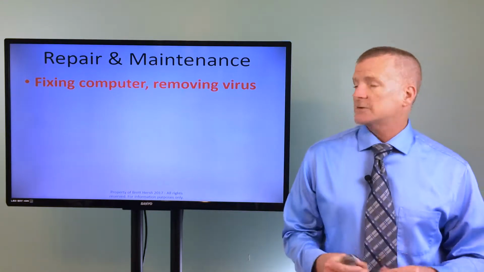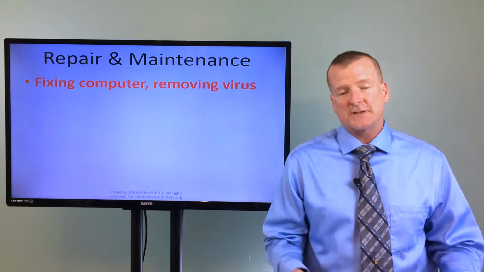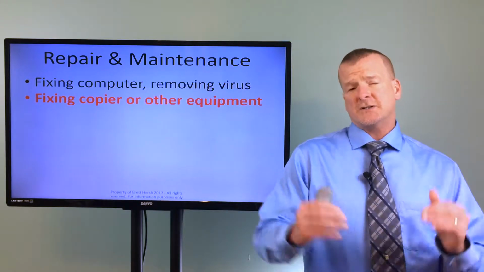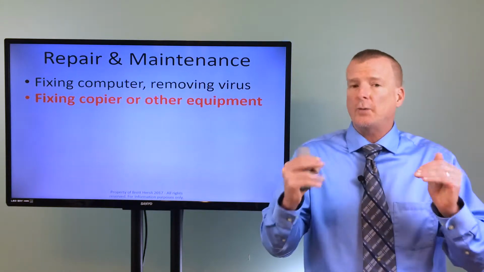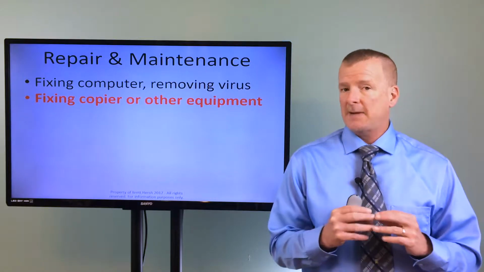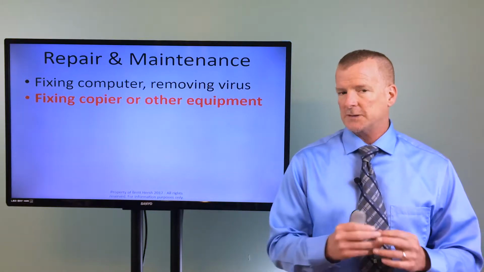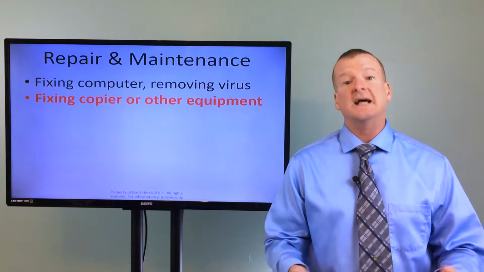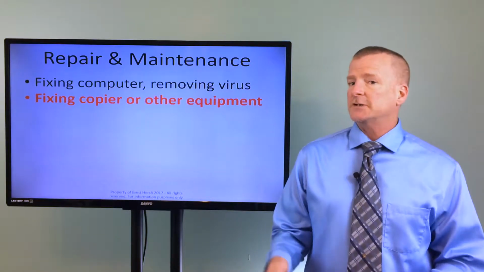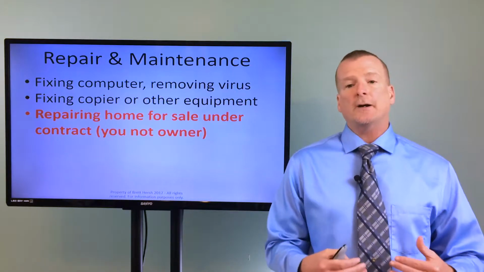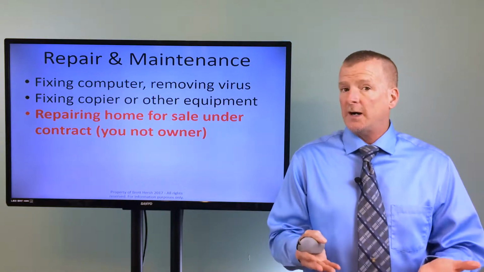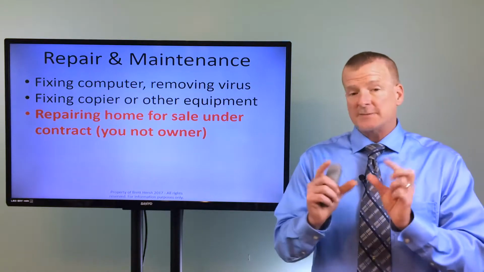Fixing a computer, such as removing a virus. We'll go through a bunch of examples here. Just to make sure you're tracking, keep in mind that when you spend your money on something related to your business, that's a potential deduction. Fixing your copier or other equipment, or repairing a home for sale under contract are items that you would expense.